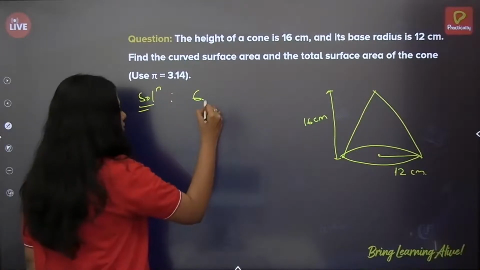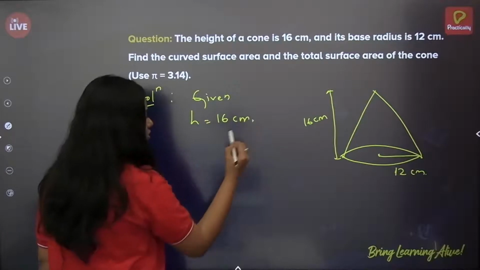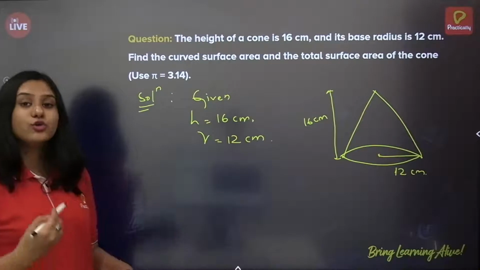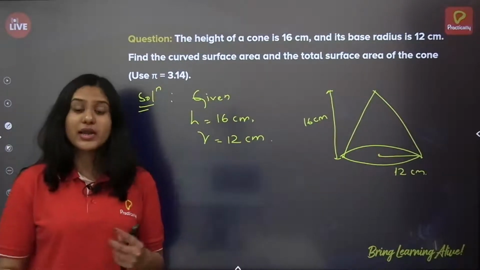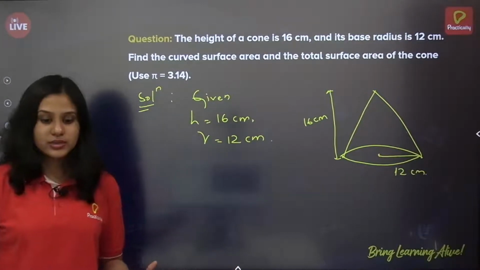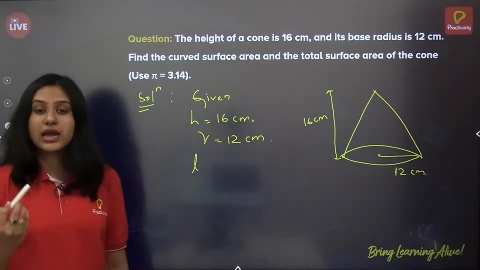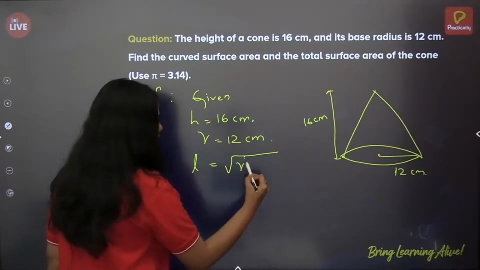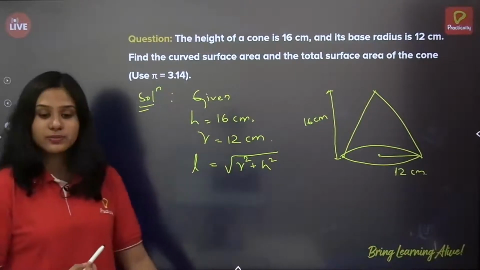What is given? Given h is equal to 16 centimeters. R is equal to 12 centimeters. But if you recall, we need to know the slant height of the cone so as to find out curved surface area and total surface area of cone. Correct? So we have to find L. That is nothing but slant height. So how do we find it? L is equal to under root of R square plus H square. Now just substitute and let me know the value of L. Come on, quick.